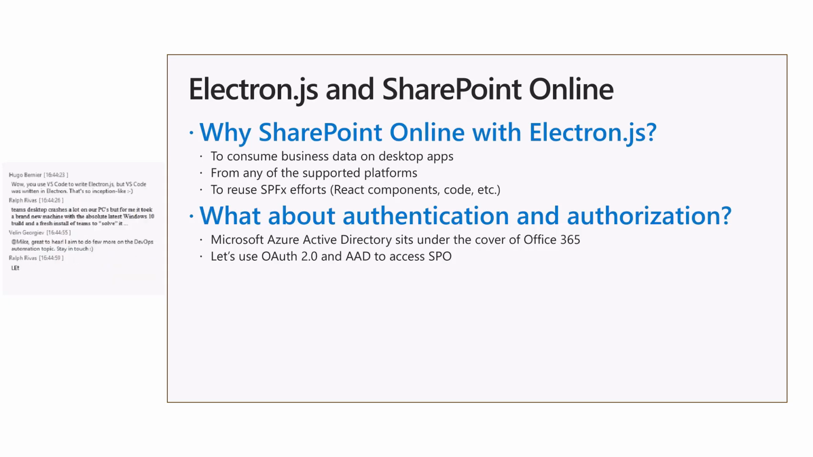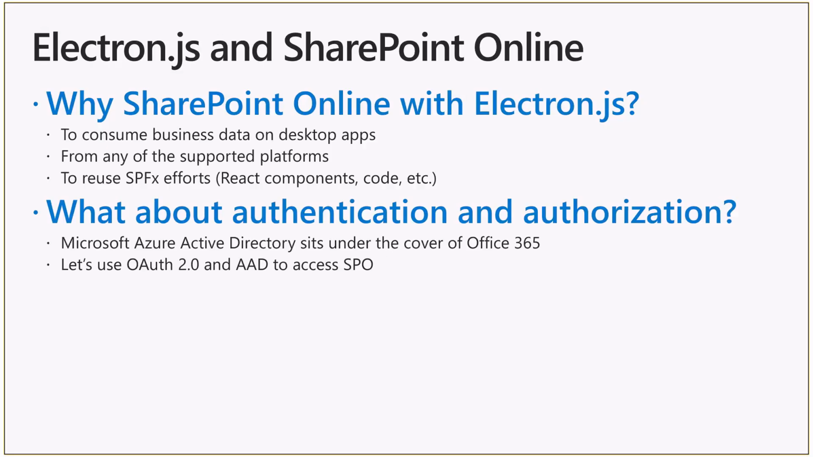However, if you want to consume SharePoint Online, as usual, we have to face some security, authorization and authentication challenges, because in order to access the content that we have in SharePoint Online, of course, we need to authenticate and to have proper authorization in order to get the content out from SharePoint. We all know that under the cover of Office 365, we have Azure Active Directory. Azure Active Directory supports Open Authorization 2.0, and the way to have secure access to SharePoint Online through an Electron application is to leverage the Open Authorization protocol offered by Azure Active Directory.